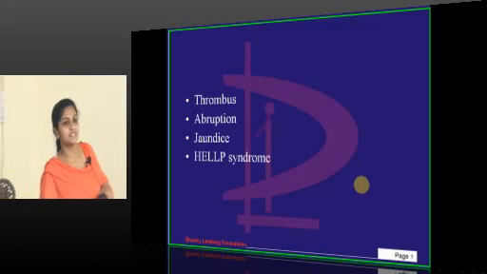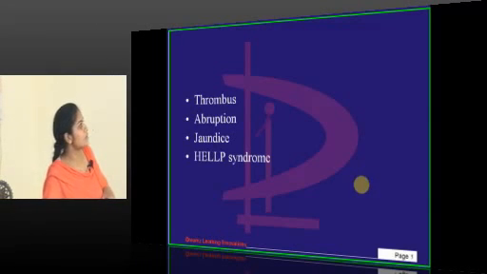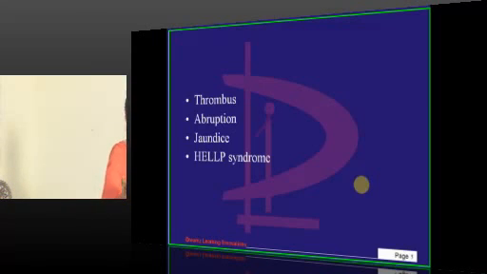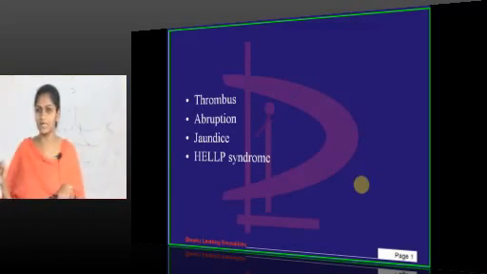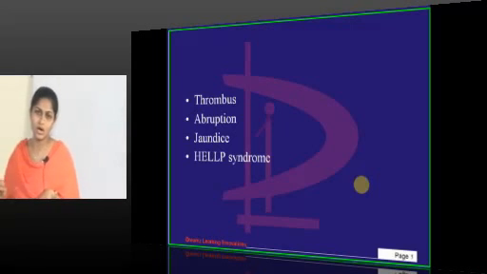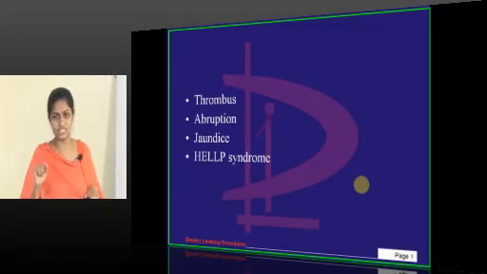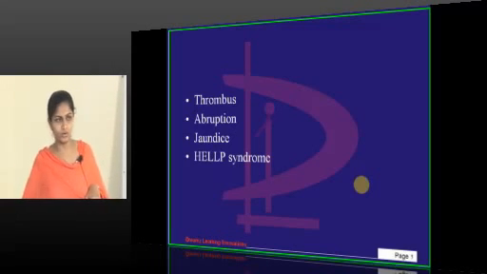Next, what is next? Thrombus. Thrombus includes any coagulation disorder. So abruption: in abruption there will be a coagulation disorder, yes or no? In abruption the coagulation factors will be totally affected. It can also occur in jaundice, because the liver parameters are altered, so the metabolism is also altered. So in jaundice, HELLP syndrome and DIC, these are all conditions where coagulation can be affected. Okay.